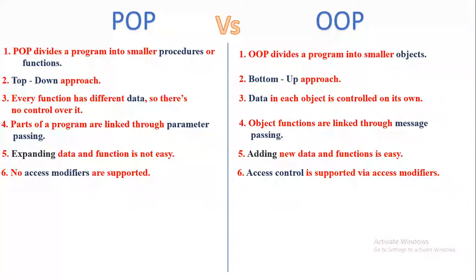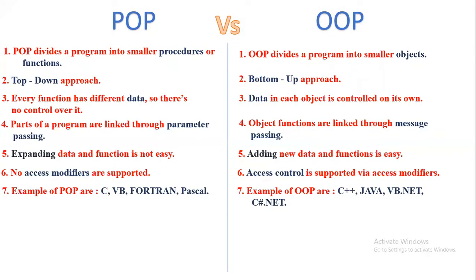But coming to object oriented programming, we have access specifiers. By using access specifiers, we can control the data. For example, if you take Java, we have public, private, protected, and default. Different access specifiers are there. By using them, we can control the data.